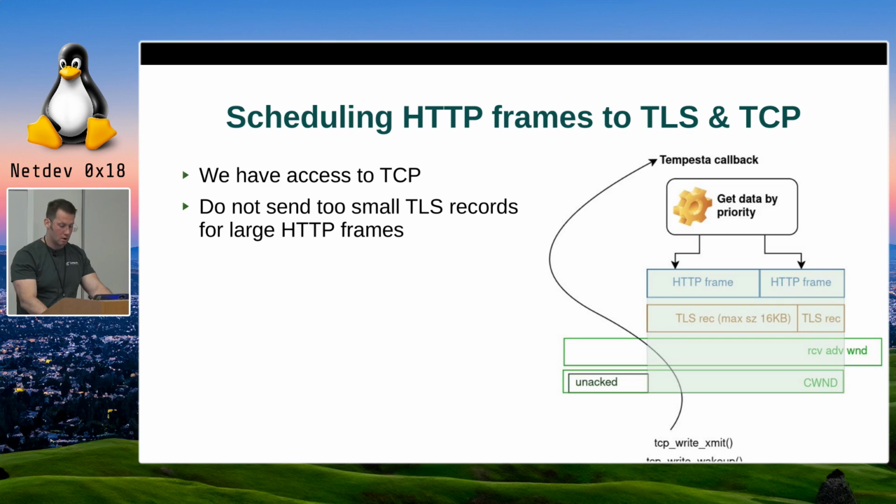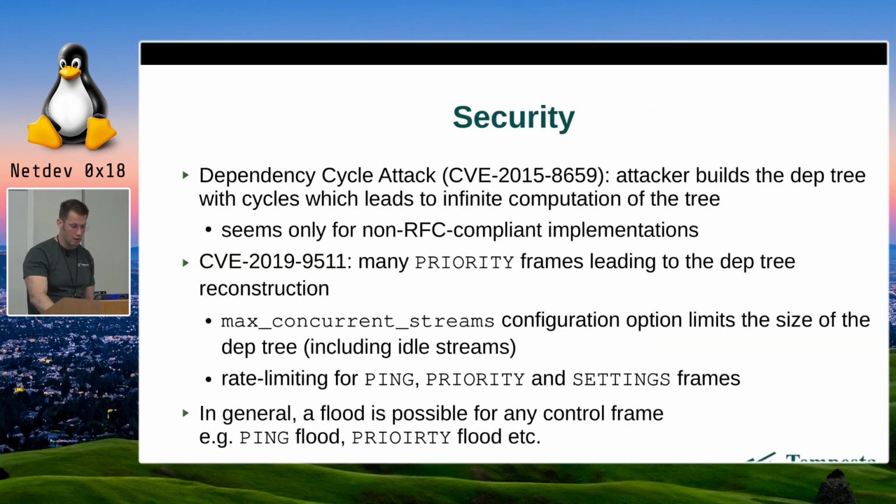Lastly, Tempesta FW works as a part of the TCP/IP stack, so it knows about the current TCP state. The HTTP routines are called from a callback from tcp_write_xmit, tcp_write_wakeup. At this point, we know the available congestion window and the announced window from the peer, so we can produce the optimal size for HTTP frames and TLS records. We don't send too small TLS records and frames, as we have much more data to send.